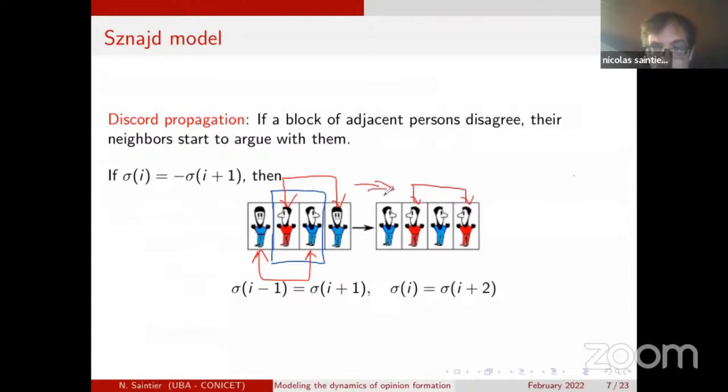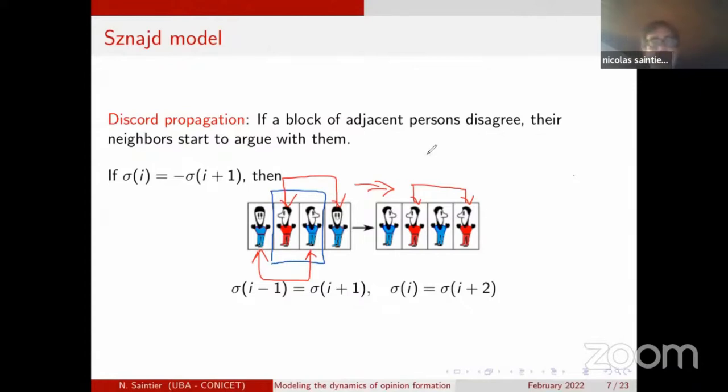So the disagreement between my two individuals propagated to the neighbors, right? So you have two competing dynamics. One which consists in propagating agreement, and the other which consists in propagating disagreement. So you see, this is quite simple, okay? And from that, you can add all the modifications you want. You can play with this microscopic interaction rule. You can put everything you want and see what happens at the end.